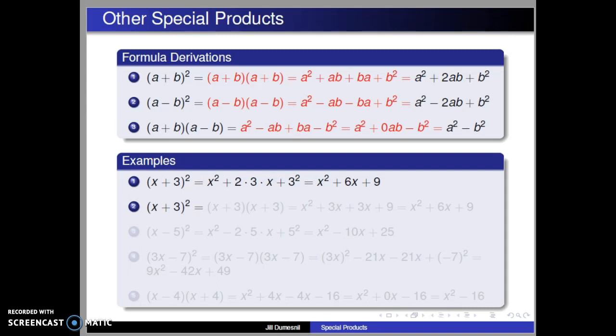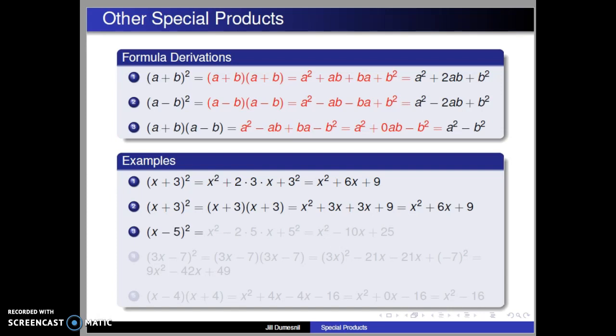Alternately, we could compute the same product using the FOIL method. Squaring means the product of two identical factors. So then we multiply the first two terms, the outer two terms, the inner two terms, and the last two terms, and collect up the linear terms in the middle, x squared plus 6x plus 9.